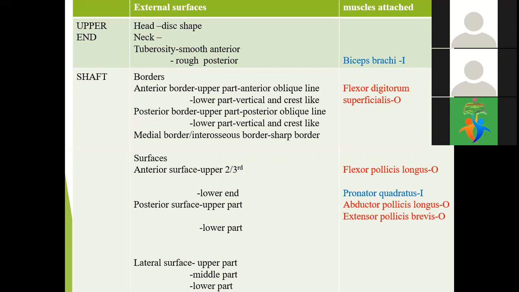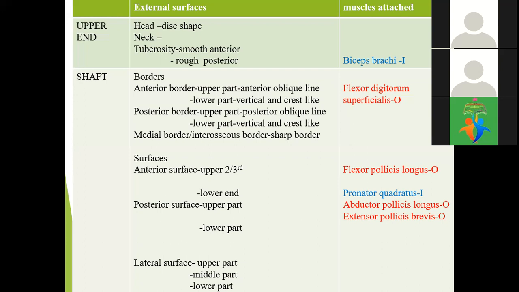So now we are coming for the muscle attachment. Tuberosity gives attachment for biceps brachii, and anterior border, anterior oblique line, and the vertical lower part give origin for flexor digitorum superficialis. Okay, so the tuberosity present in the upper end gives insertion for biceps brachii.